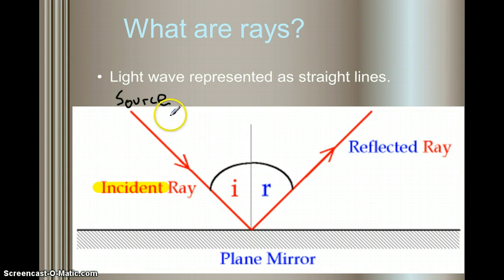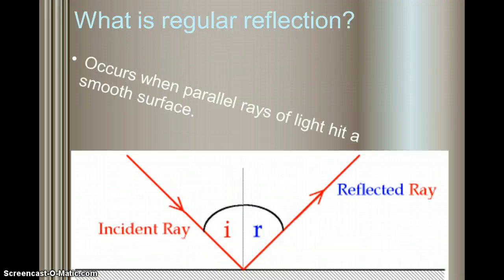And then if this is a plane mirror, a straight mirror, then you're going to have a reflected ray. And that reflected ray reflects off of the mirror in the same angle that it hits the mirror. So you have the angle of incidence and the angle of reflection. Hence the I and the R here on the picture.